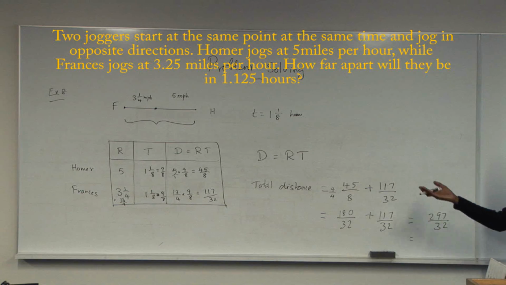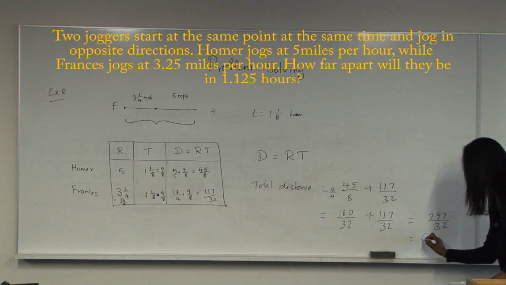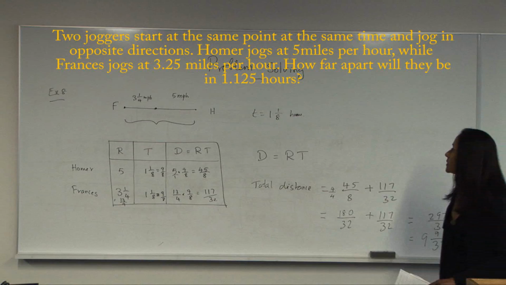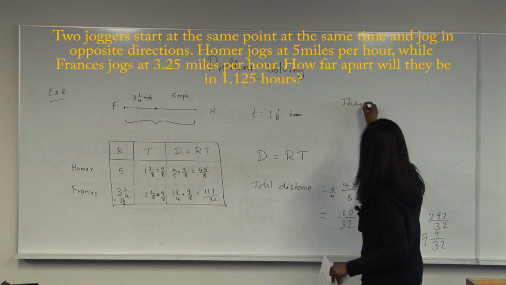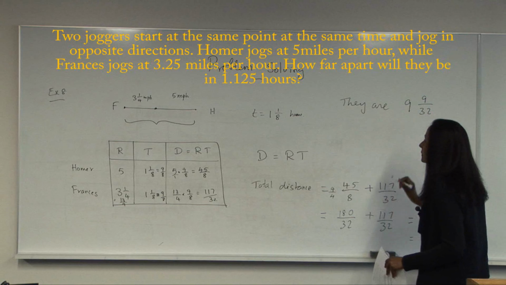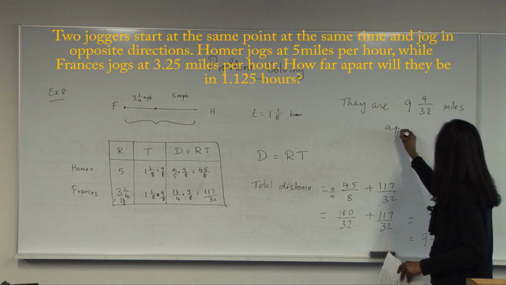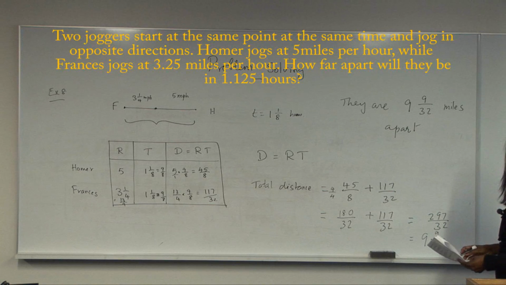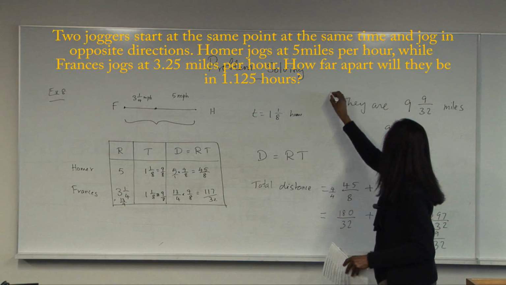So you got the answer, but let's write this as a mixed number. 32 goes into 297 9 times. The remainder is 9. So 9 over 32. So your answer is, they are 9 and 9/32 miles apart in 1 and 1/8 hours. That's your answer.